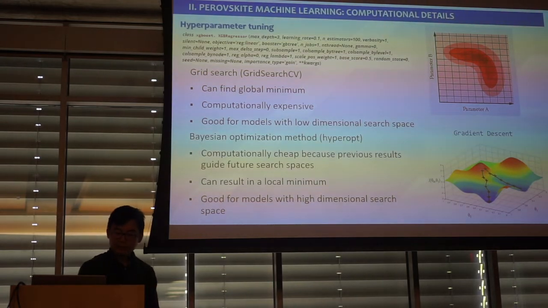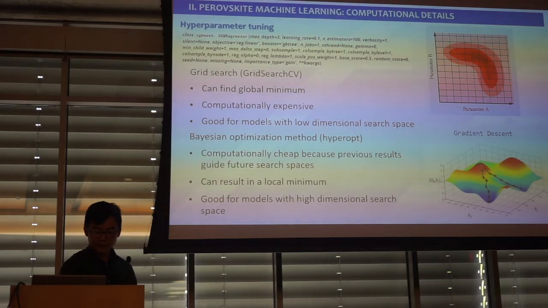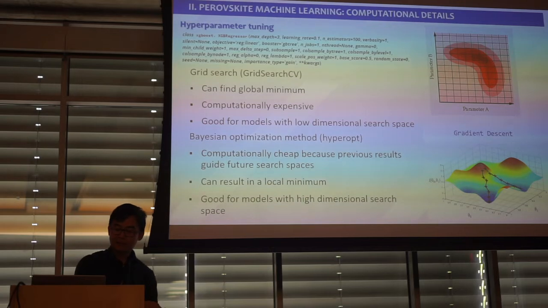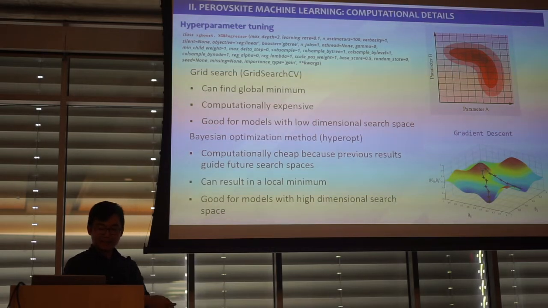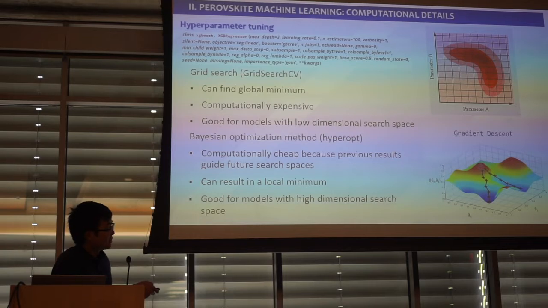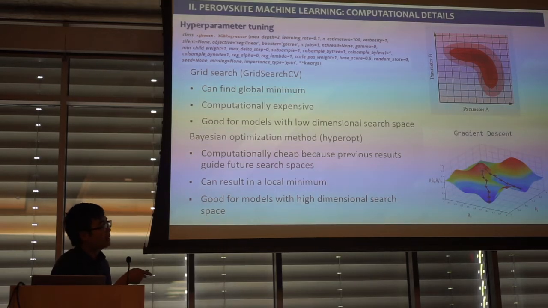The other approach that we looked at is the Bayesian optimization approach. And we use a library called HyperOpt for that. And this technique is kind of similar to a gradient descent approach. So basically you're using the results of previous calculations, previous test trials, to guide where you're going to do your next searches.